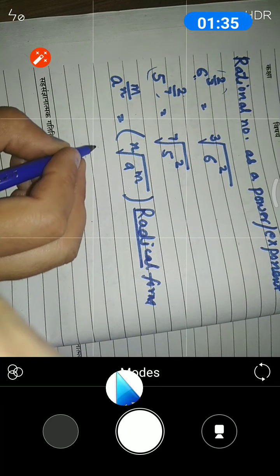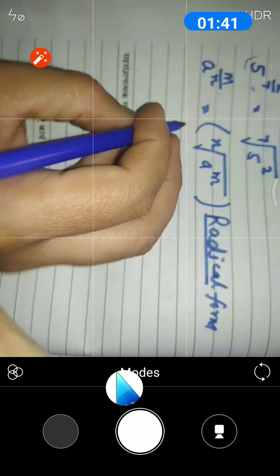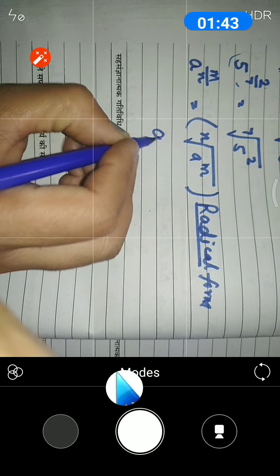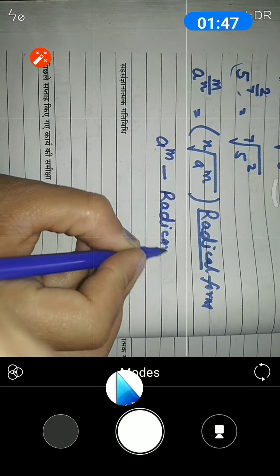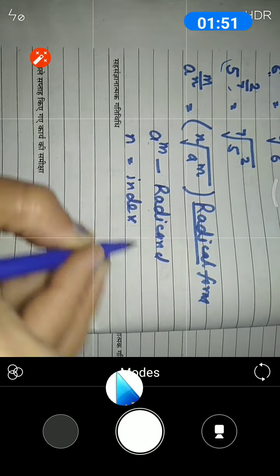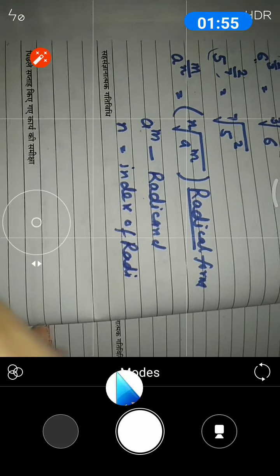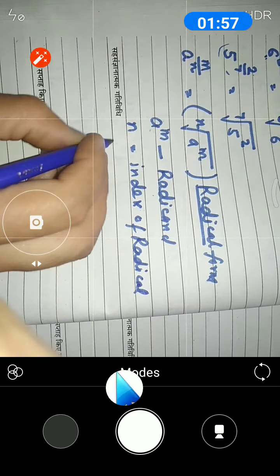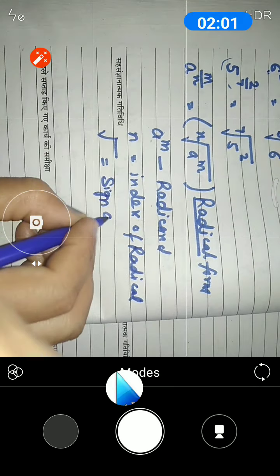And what are the parts of the radical form? Means any exponential form is written in a radical form. So what are the parts of this? a to the power m is called the radicand, n is called the index of the radical, and this is the sign of the radical.